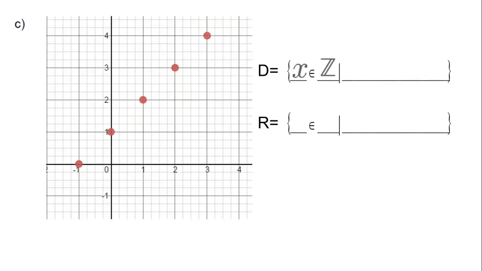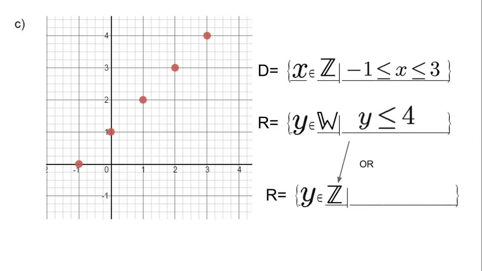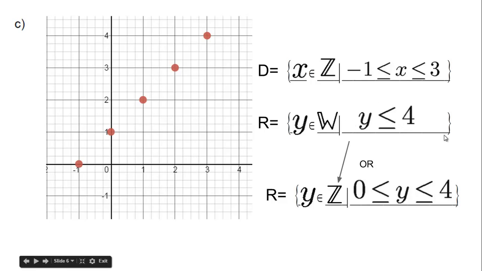In the next one, we could say x an element of the integers, because all integers between -1 and 3. And then range would be y, because y starts at 0 and goes to 4. Y is all whole numbers less than or equal to 4. And so that's just an efficient way to write it. You could also say that y is all integers between 0 and 4. You can see that this is a little bit easier to write. But don't worry, you can always say it like this as well. It's just another way to describe it.